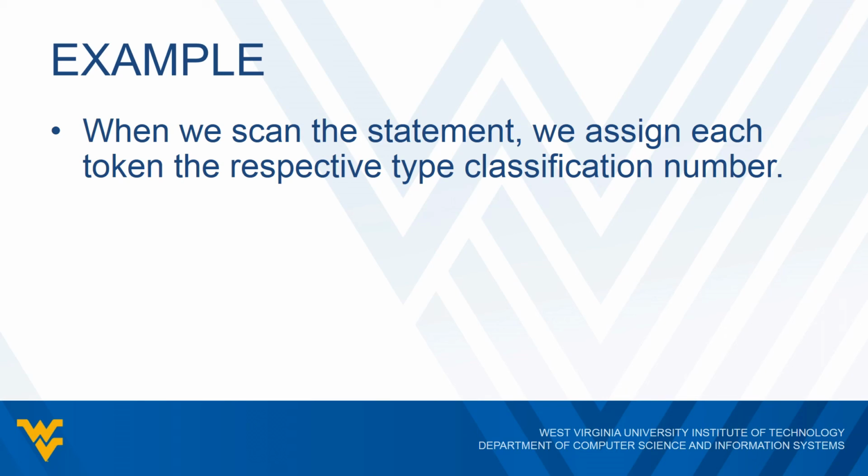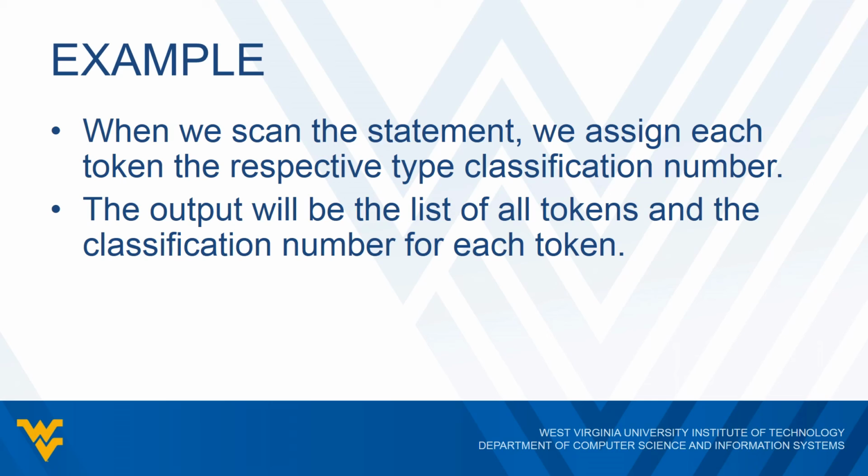And we can continue this with other symbols as well. The operator equals could be a 3, plus sign could be a 4, minus would be a 5, semicolon would be a 6. Our output when we do this is going to be the list of all the tokens and the classification number for each token. So we get this pair between the token and the classification number for that token.